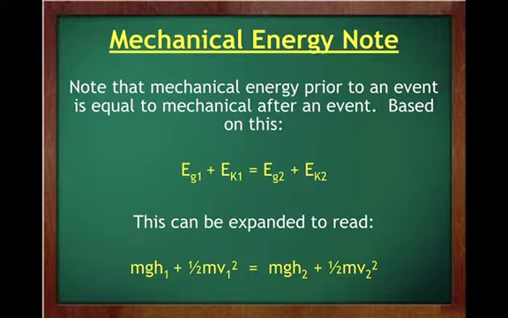Okay, so again, like I said, with mechanical energy, using the law of conservation of energy, your mechanical energy prior to an event is the same at any other point during the event. So if this is a first point and this is a second point, the sum of the gravitational potential energy and the kinetic energy is going to equal the sum of those two things on the other side.